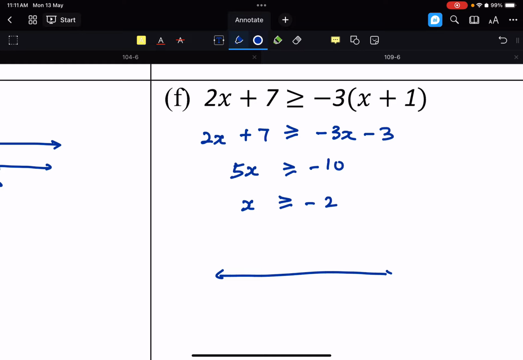So how does my number line look like? Negative 2, 0 can be equals. So I color it and it looks like this. Okay? So I hope you've been successful. Let's move on to the next page.